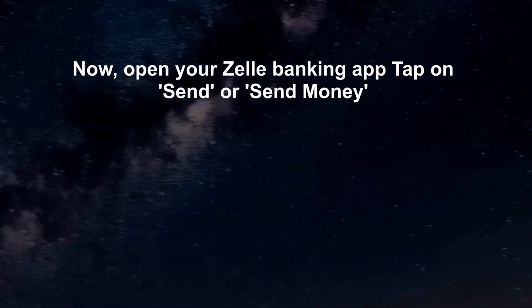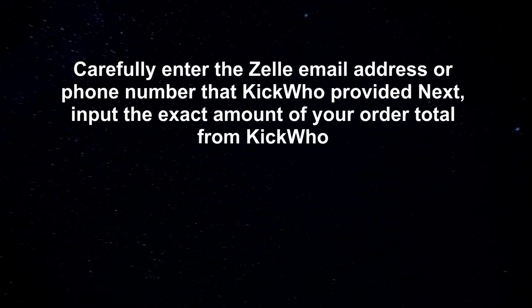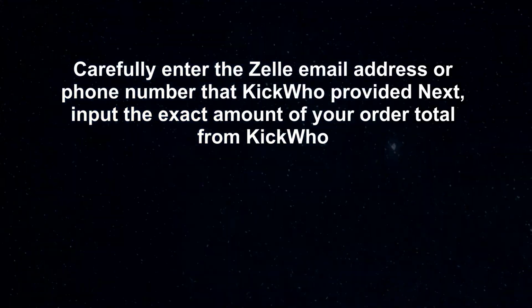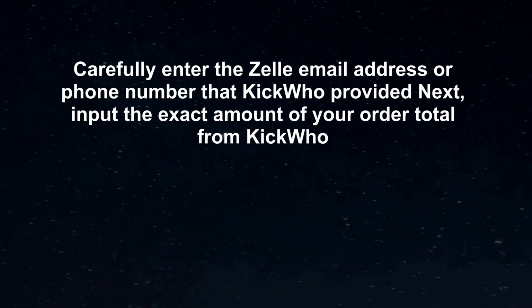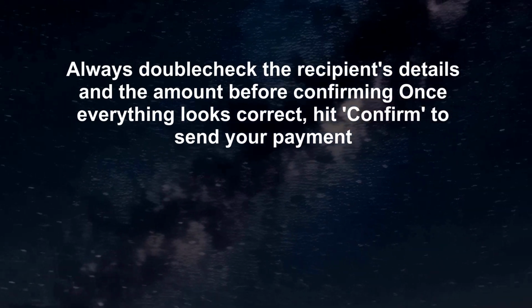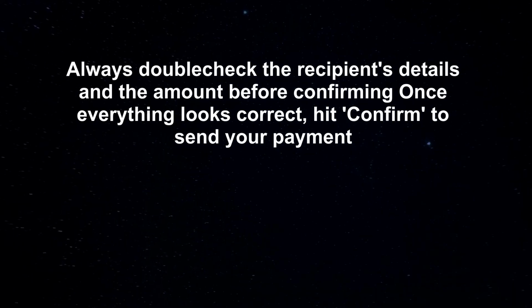Now, open your Zelle banking app, tap on Send or Send Money. Carefully enter the Zelle email address or phone number that KickWho provided. Next, input the exact amount of your order total from KickWho. Always double-check the recipient's details and the amount before confirming. Once everything looks correct, hit Confirm to send your payment.